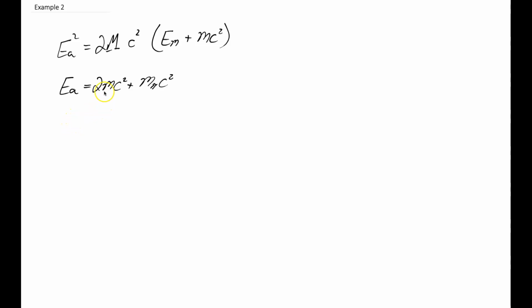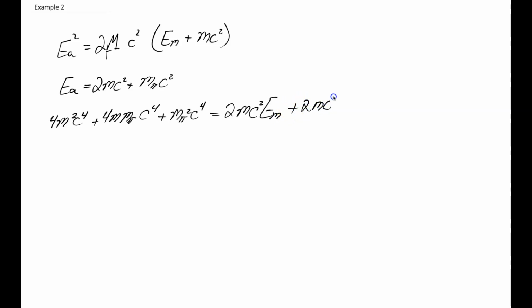And if we plug this into the equation above, we get 4 m squared c to the fourth, plus 4 m m pi c to the fourth, plus m pi squared c to the fourth has to equal 2mc squared E_M plus 2mc squared, quantity squared.